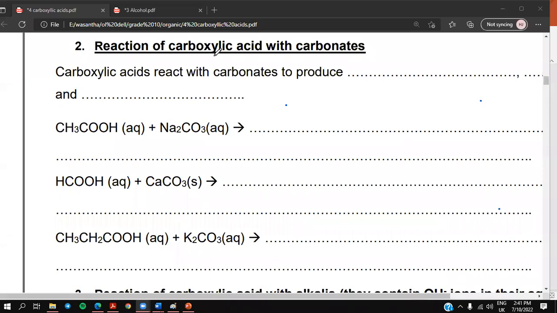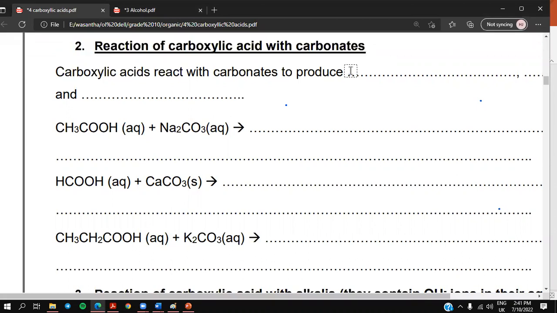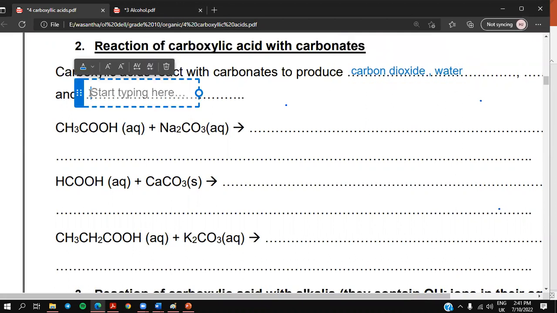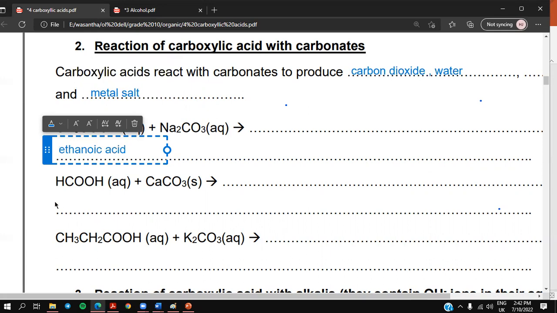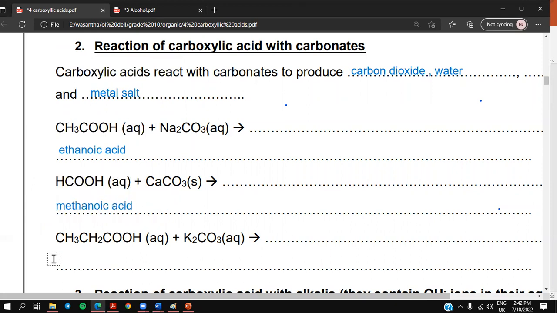Let's start discussing the reaction of carboxylic acids with carbonates. According to the very first notes we took down, do you remember what happens when carboxylic acid reacts with carbonates? They produce carbon dioxide, water, and metal salt. We can discuss this reaction using 3 reactions. The first compound over here is ethanoic acid. The second compound here is methanoic acid. And the third compound is propanoic acid.